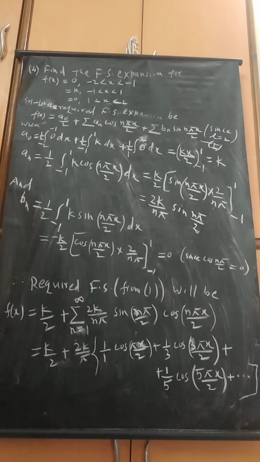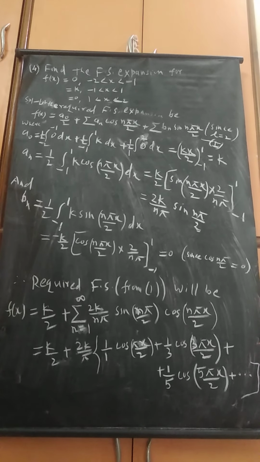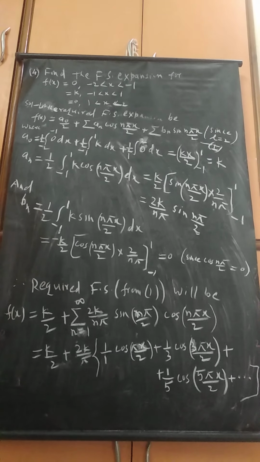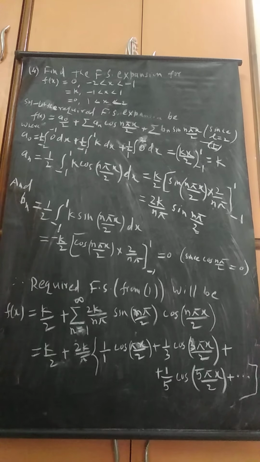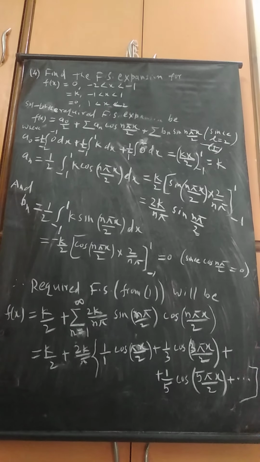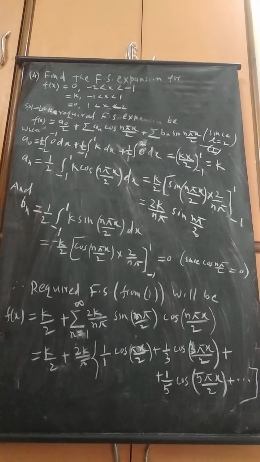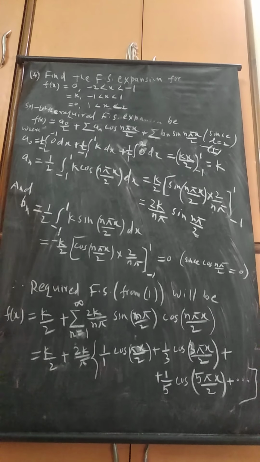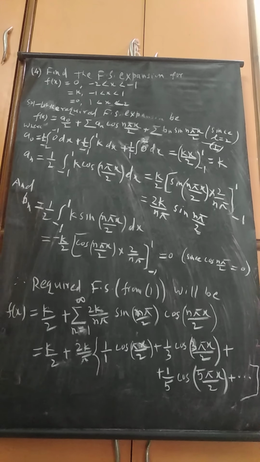So exactly as in example 3, we write our first step as the answer, that is f(x) is equal to a0 by 2 plus summation an cos n pi x by 2 plus summation bn sin n pi x by 2. Why 2? Because the interval is minus 2 to 2, and if we compare this with minus L to L, we will get L is equal to 2.